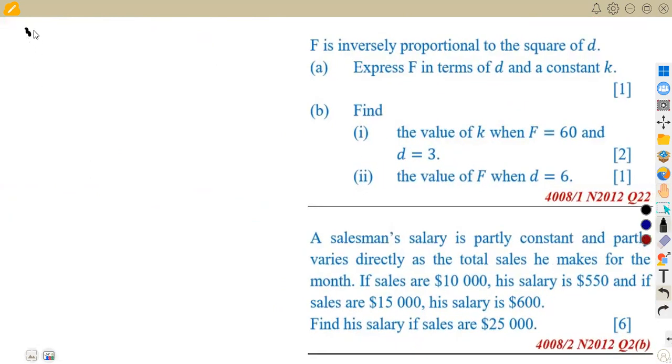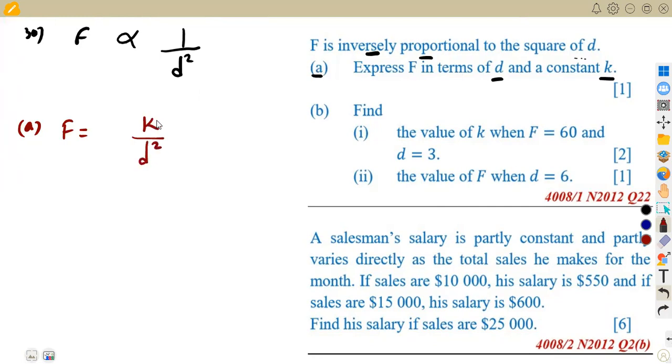Now we are given that f is inversely proportional to the square of d. So this is 1 over d squared. And we are asked in part A to express f in terms of d and a constant k, meaning to say the constant is needed in this case. So we're going to have f is equal to k over d squared. That is item 1. The constant is part of our solution.